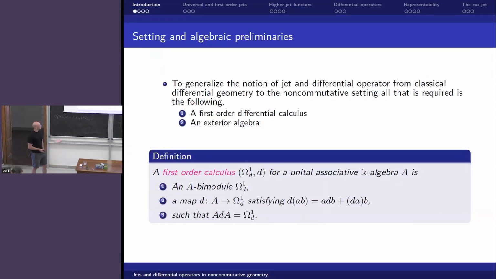And what I'm going to talk about here is jets and differential operators in non-commutative geometry. So if you're not familiar with jets in classical differential geometry, they are a way of encoding the differential information for functions between manifolds, or what we'll care about here, sections of vector bundles. So generalizing that notion of jet.